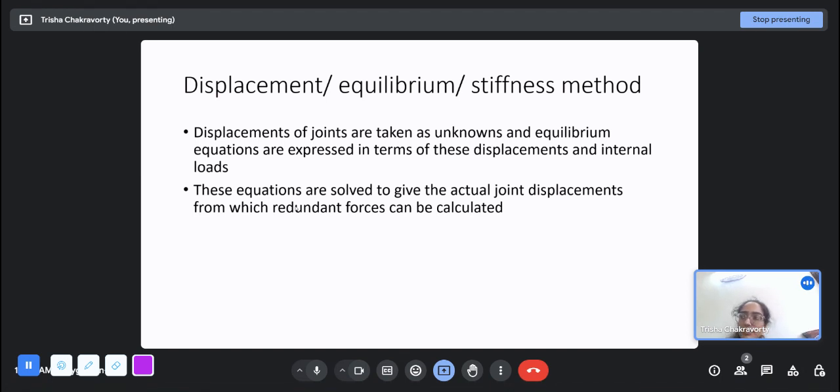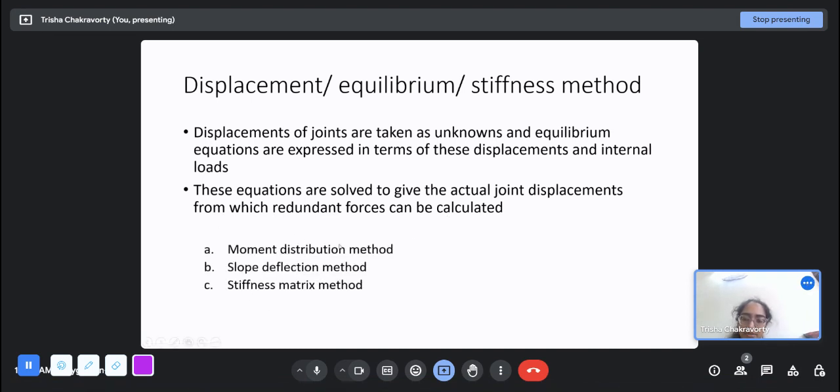This we have still not looked at. There are 3 weeks still left in the course, week 10, 11, and 12, that will look at these displacement methods. These equations are solved to give the actual joint displacements from which redundant forces can be calculated. And there are three major methods: moment distribution, slope reflection, and stiffness matrix.